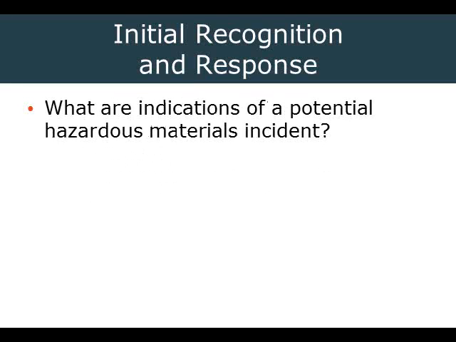So what are the indications of a potential hazardous materials incident? Smoke, vapors, fumes, particulates, dust, fire, leaking liquids, unusual sounds such as hissing, rumbling, or tearing of metal, the presence of placards, whether we're talking the DOT placard or the NFPA placarding system, which are both shown on 1048 and 1049 in your text.